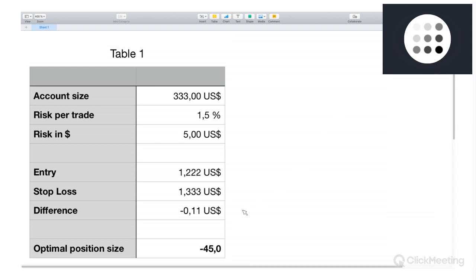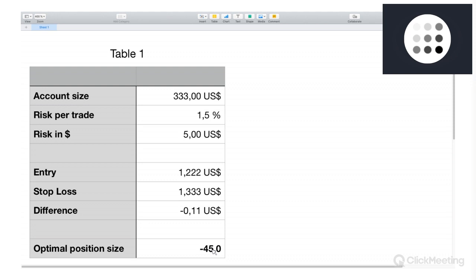In this specific case here, it is a short order, and please don't be confused by the minus here. It's just because of the calculation. It doesn't make any sense. So this is the optimal position size in an absolute number. And no worries, that's fine. And now the optimal position size is 45. And in terms of currency pairs, this is not even a micro lot, not even a nano lot.